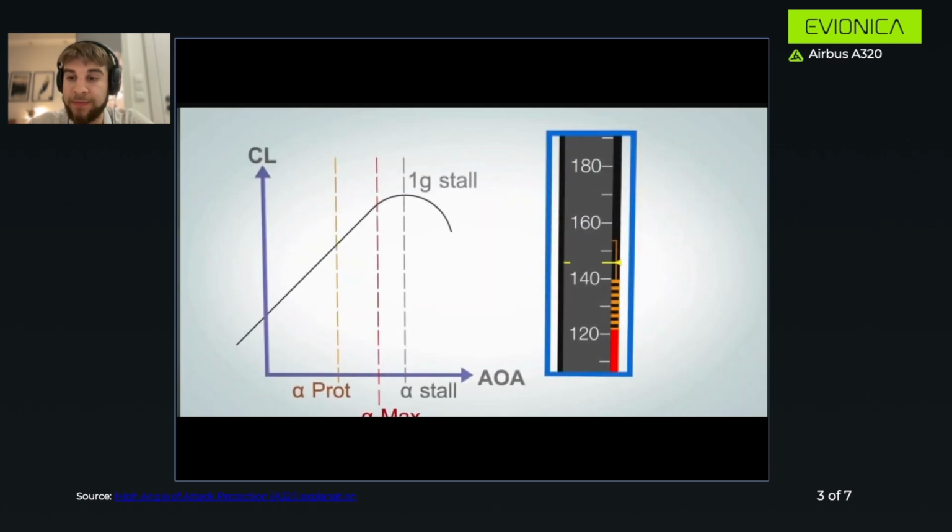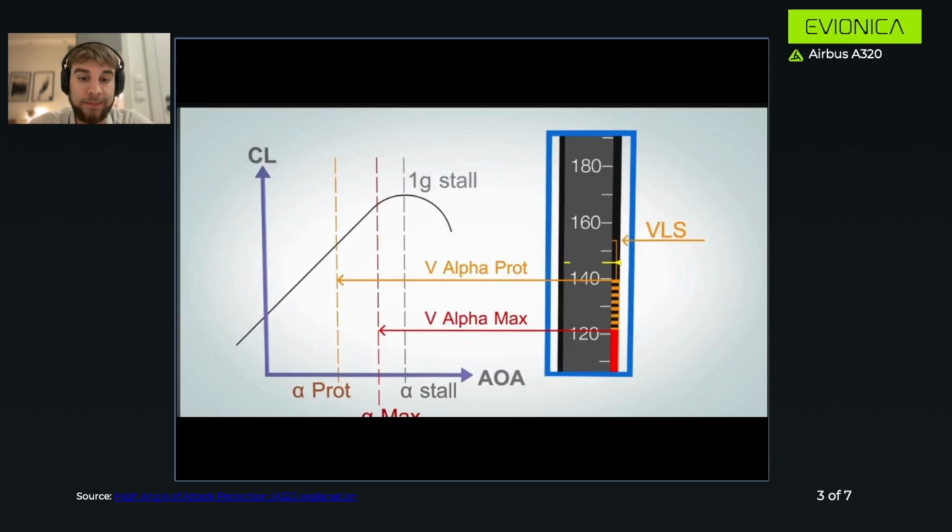On the primary flight display, V alpha prot indicates the speed corresponding to alpha prot and appears at the top of the amber band. V alpha max represents the speed at alpha max and is shown at the top of the red band. Another important reference is the VLS, the lowest selectable speed, which is not directly linked to the angle of attack.